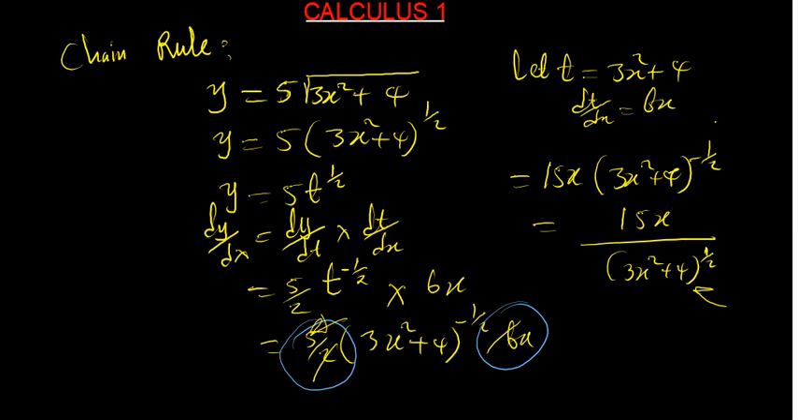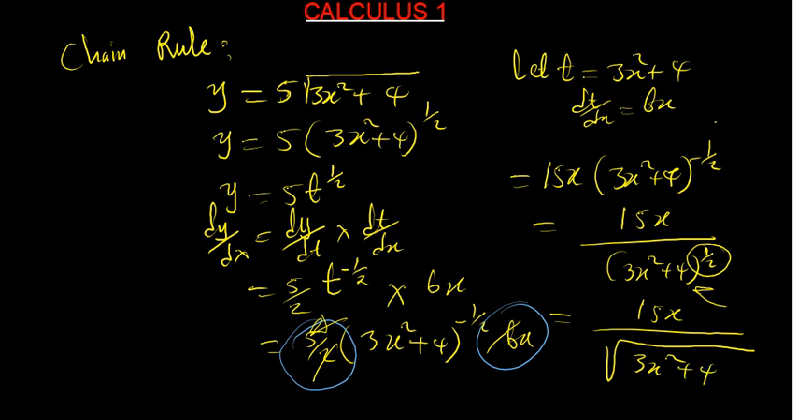So what we are going to have now will be 15x. Now power half, we know that is the same as square root. So you can write that as the square root of 3x squared plus 4. Is that fine there?